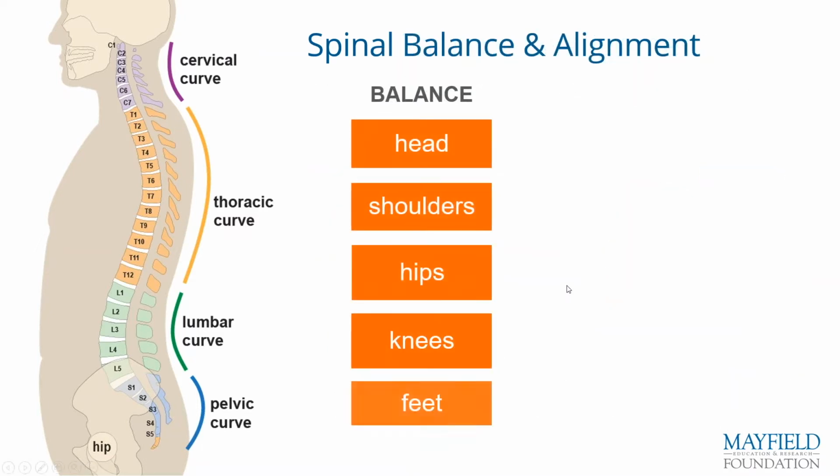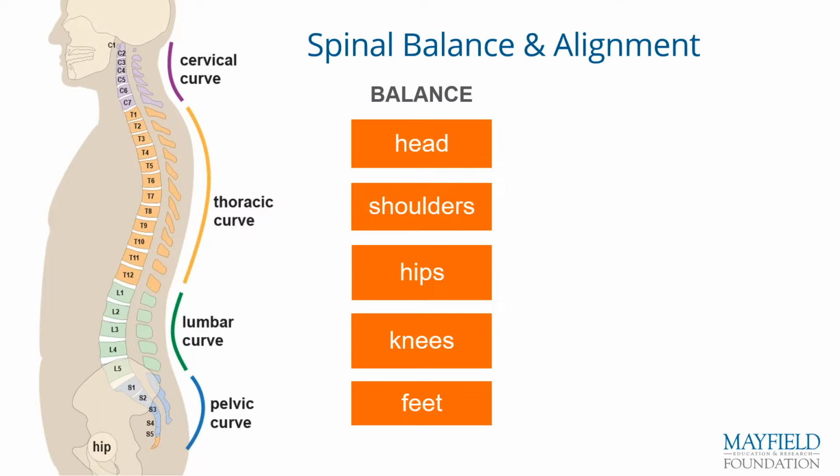Next, we need to adjust the concept of balance. And when I say balance, I'm not really talking about putting your arms out and walking on a balance beam or a tightrope. What I'm talking about is you need your head over your shoulders, over your hips, over your knees, and over your feet in order to stand up comfortably.